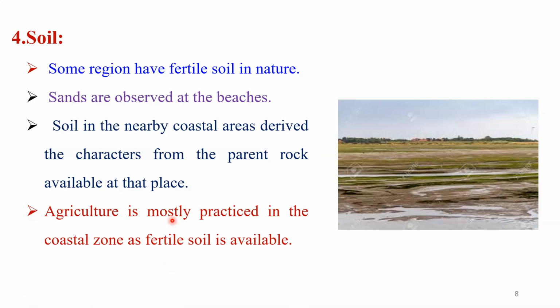And where we have the fertile soil, in that area we observe the agriculture is developed due to its fertile character. So this is about the soil. In short, you can say the coastal area of the world have, at some part, fertile soil that is very useful for agriculture.